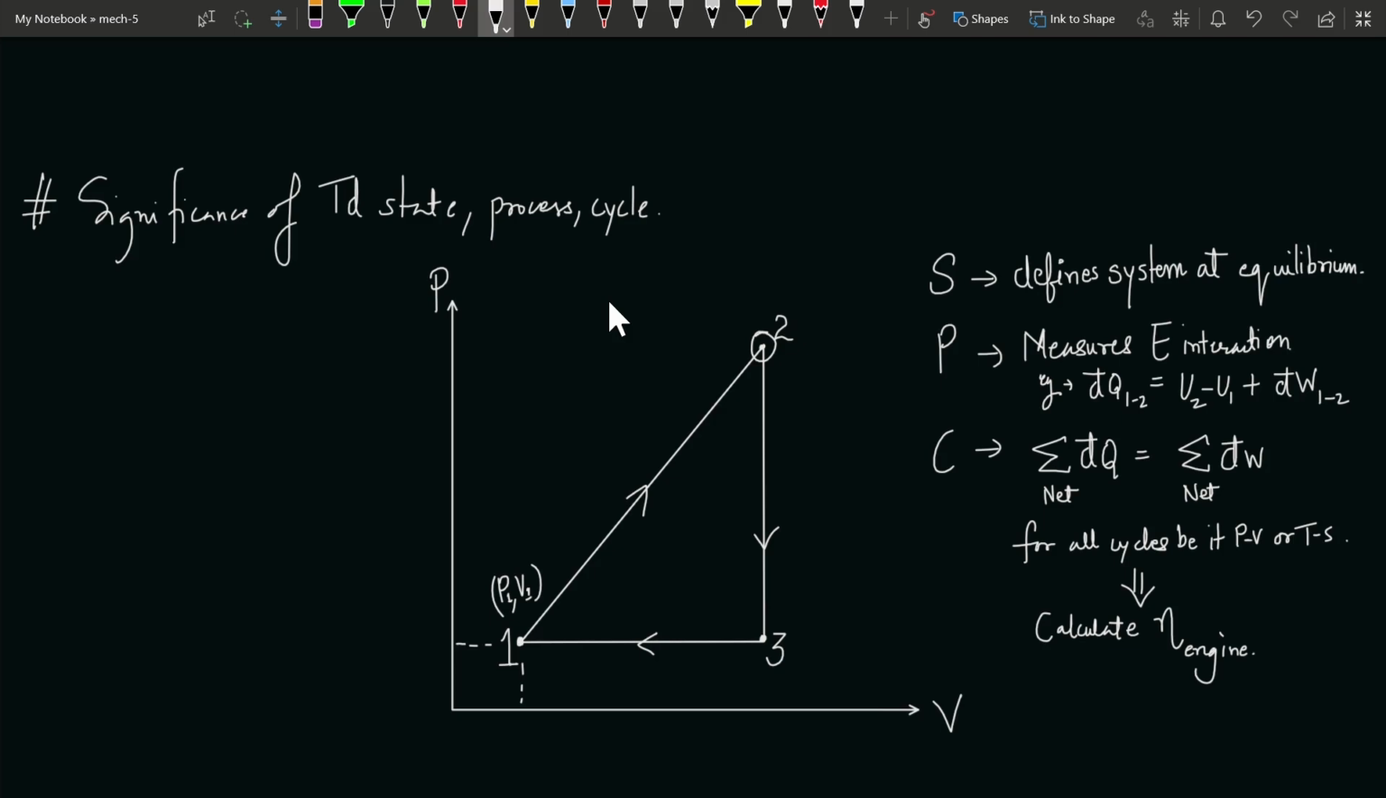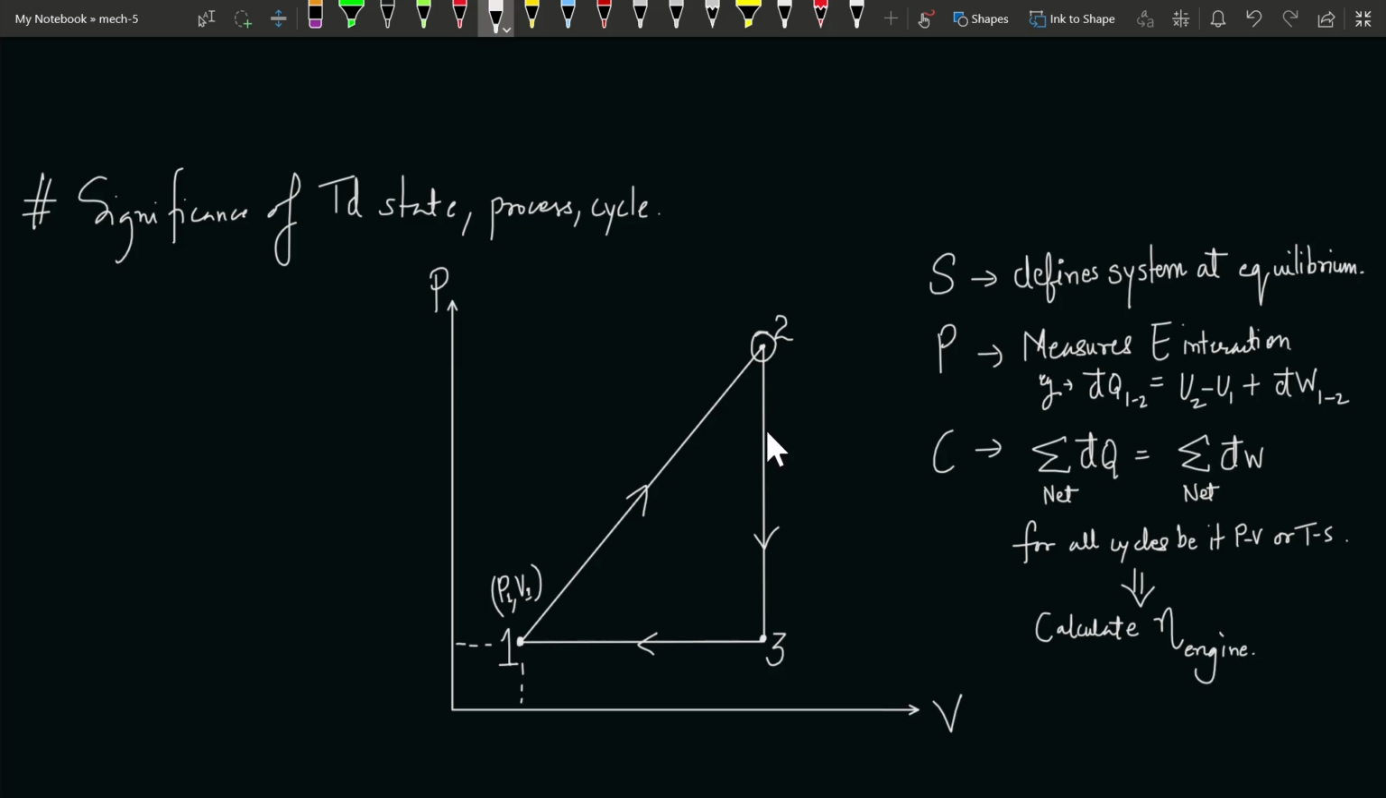Now, what is the significance of this process? See, it helps us in measuring the energy interaction. If you have read the first law of thermodynamics, with that you can find out the energy interaction. That means the heat interaction or work interaction for a particular process, let's say 1, 2. So process helps us in measuring the energy interaction for a system.